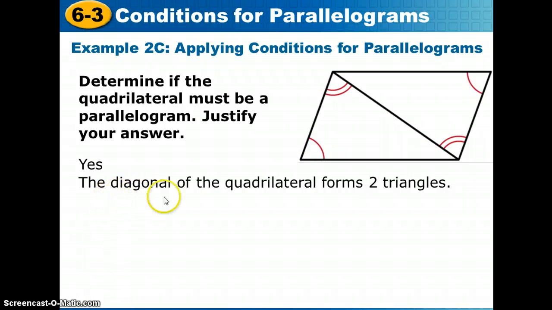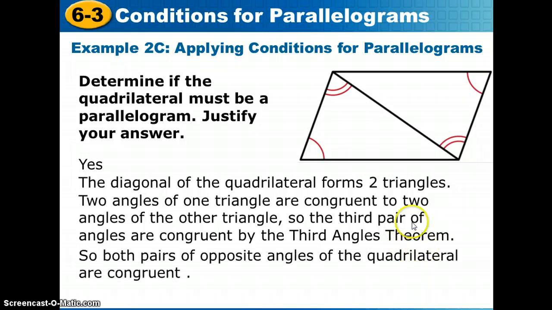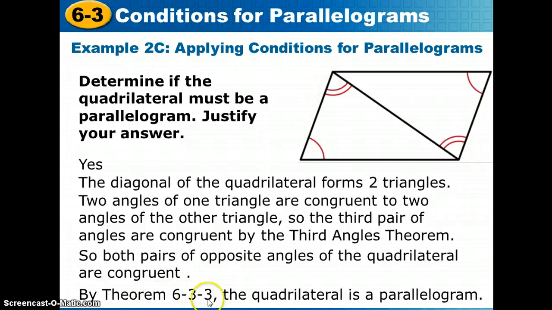Let me recap that. The diagonal of the quadrilateral forms two triangles. Two angles of one triangle are congruent to two angles of another triangle, so the third pair of angles are congruent by the third angles theorem. So both pairs of opposite angles of the quadrilateral are congruent when you combine these. So by this theorem, the quadrilateral is a parallelogram.